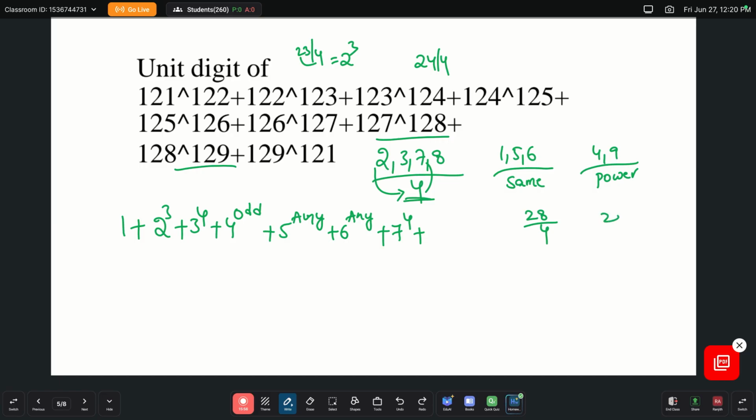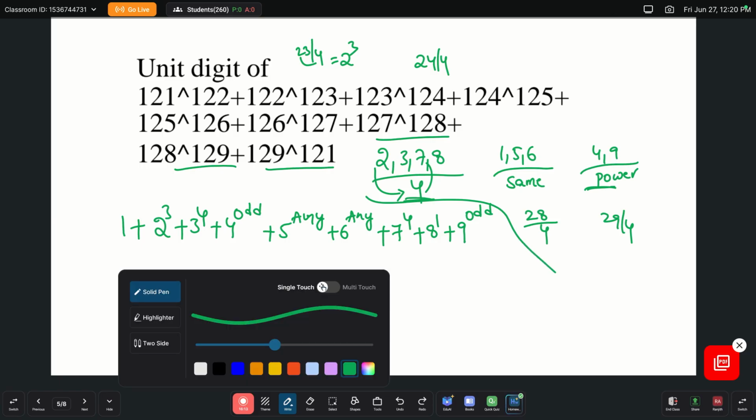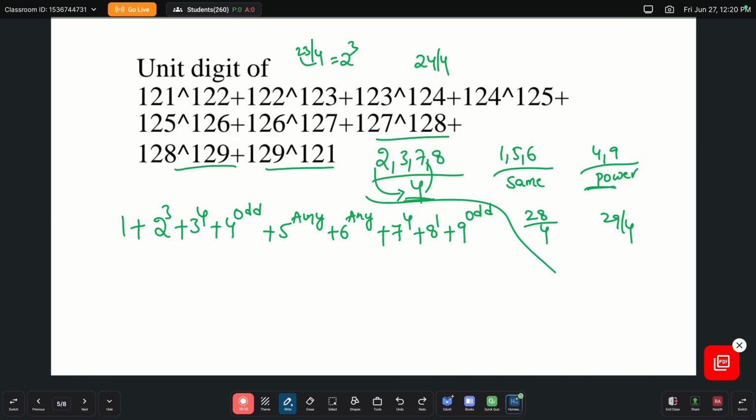Next, we have 5 power any value will be equal to 5. 6 power any value is also 6. Next, 7 power 128. 7 also repeats after 4 steps, so 28 is a multiplication of 4, so we need to write 7 power 4. 8 power 129.